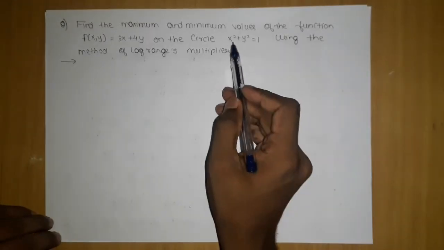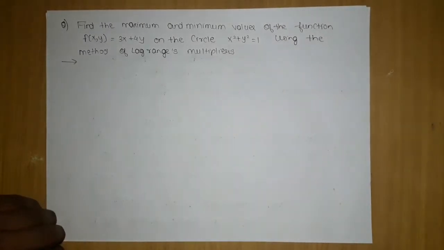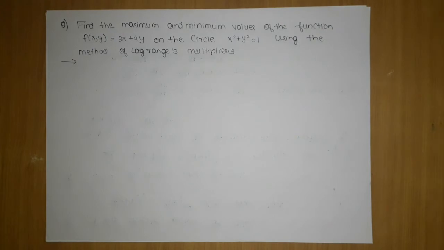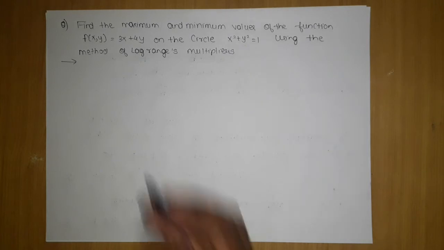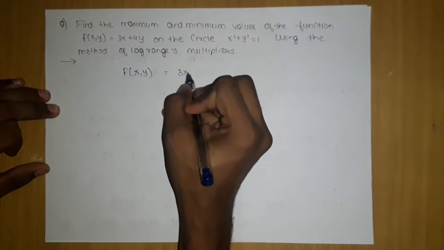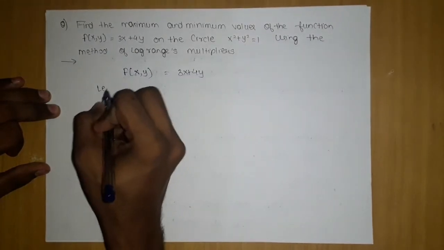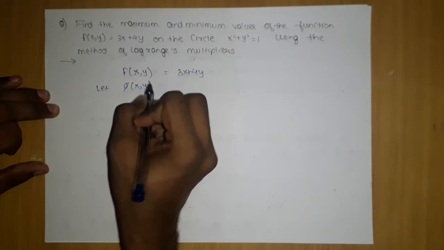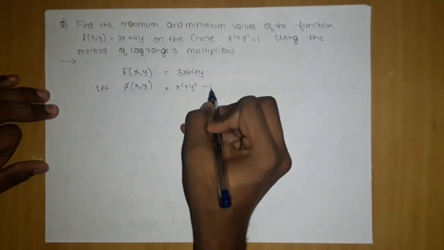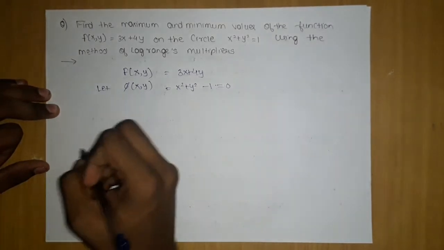And whenever they give you an equation like x square plus y square equal to 1, you can directly make out that if I move this 1 here, it will become equal to 0, which is a property of an implicit function, that f of x comma y is equal to 0. So this is my phi x comma y, right? How am I going to proceed with this question? First, what is my f of x comma y? It is 3x plus 4y. So let phi x comma y, because phi they have not mentioned, we have to consider it x square plus y square minus 1. Then only it will become equal to 0.